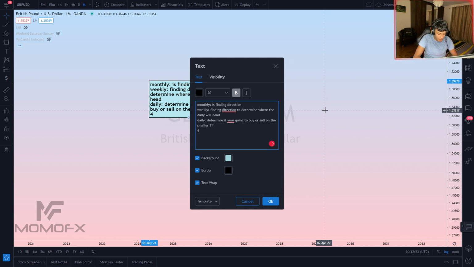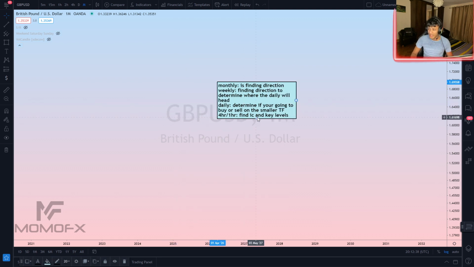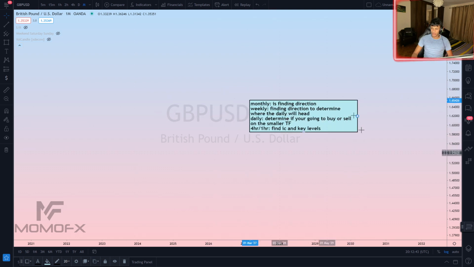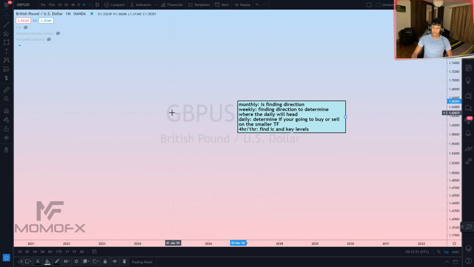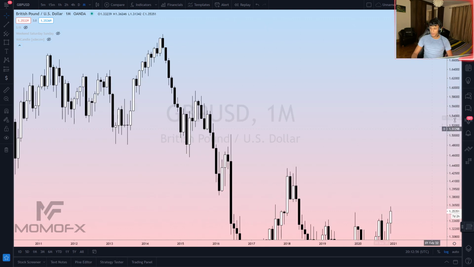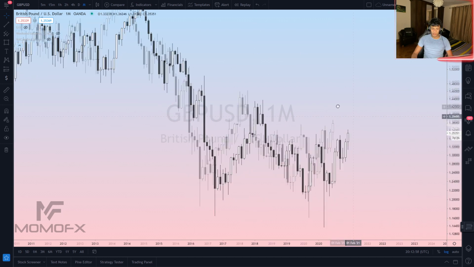And then lastly we have the 4 hour and the 1 hour, find entries and key levels. You have to find key levels on the other higher time frames as well, but it's really not as important as finding key levels on the 4 hour and 1 hour. Now this specifically relates to intraday trading. So if you're only trading the 1 hour and the 4 hour, your key levels on the monthly time frame won't really matter as much. Obviously, if you're swing trading, it's a completely different story. If you want to take a screenshot of this, go ahead. But let's take a look here at what's happening on the monthly on GBP/USD.